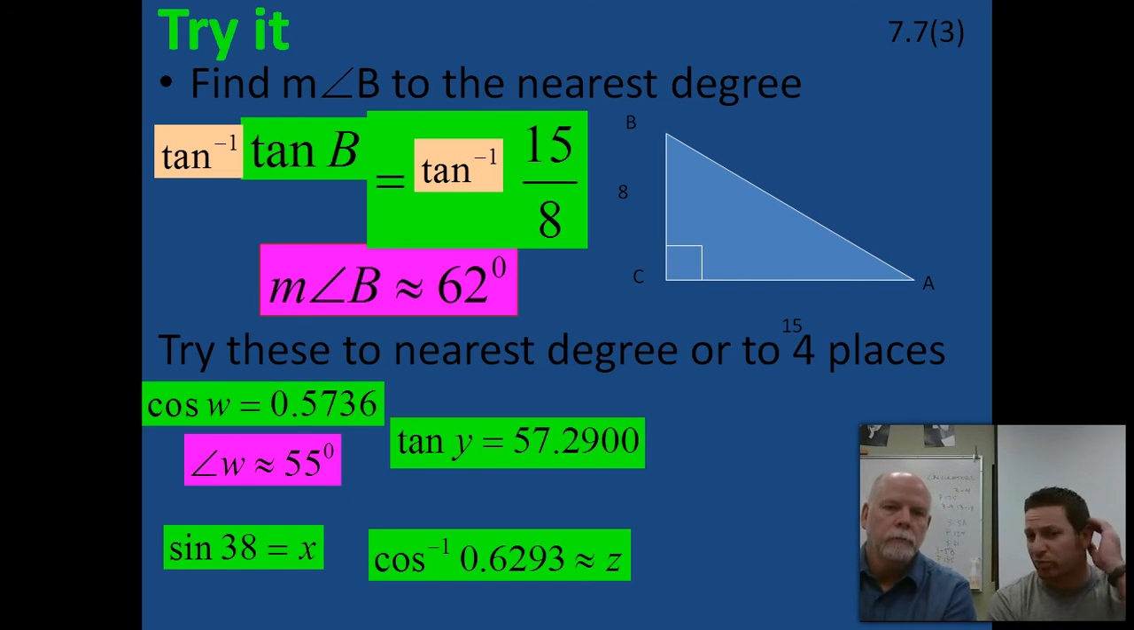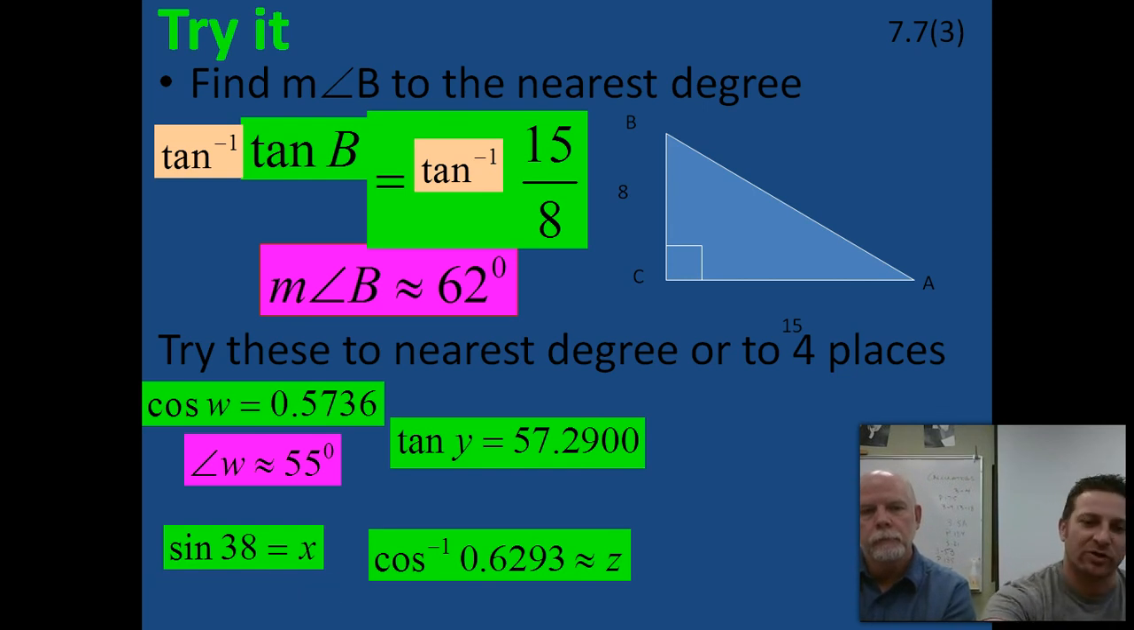And this is a good chance to really practice this. That's what these are for, just calculator practice. So get your calculator if you don't have it right now. Okay, now the next one is a little bit different. Now they're telling you tan y is 57.29. So y is the angle measure. So we're going to go inverse tan 57.29.